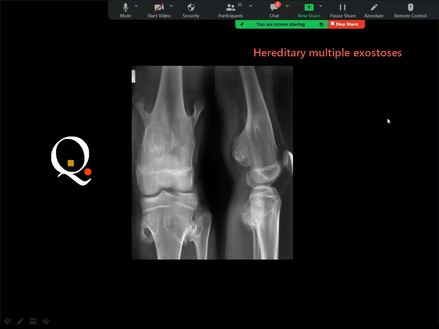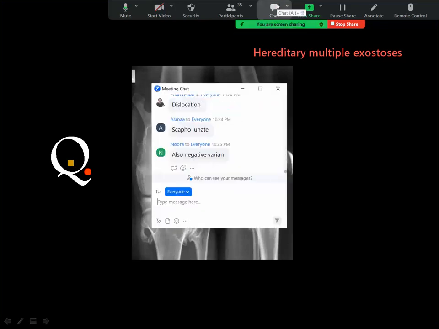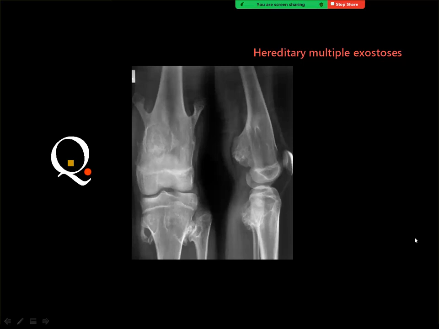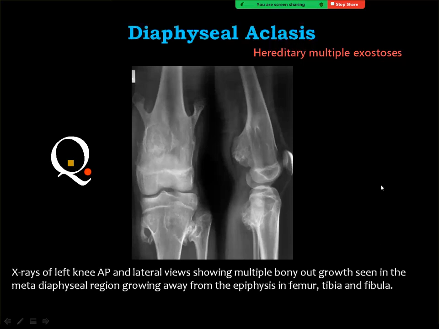Next case is a child. The epiphysis is not yet closed, and okay, the previous case, negative ulnar variance. Okay, and this is diaphyseal aclasis or hereditary exostosis.